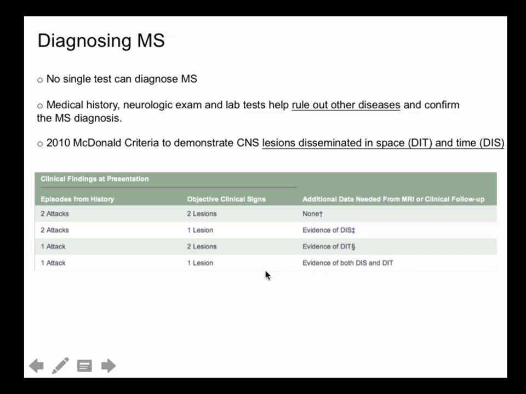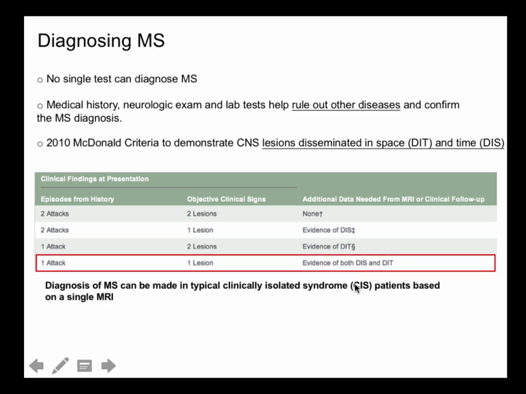Or you can have an even earlier attack where the clinician was lucky enough to catch the patient very early in the disease. And what you try to prove, by the clinical exam and the MRI, is that there is indeed dissemination in space and time, which has really been helpful to detect MS earlier and earlier in patients with those types of single attacks, which we call CIS, or clinically isolated syndromes.